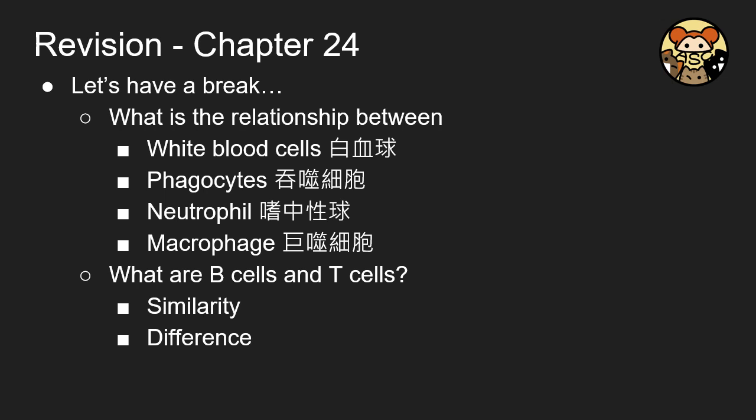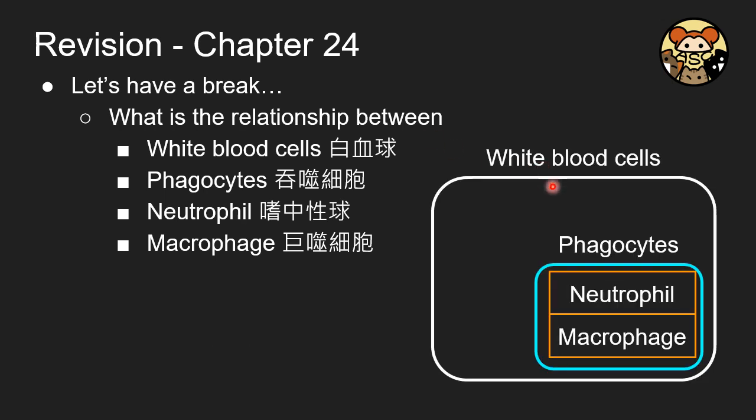Okay, so let's move on. Let's have a look at these four. In general, white blood cell describes everything included, and there is a specific group called the phagocyte, and then the phagocyte includes the neutrophil and also the macrophage. So neutrophil is the 白血球哥哥, while the macrophage is the 女僕姐姐 in Cells at Work.